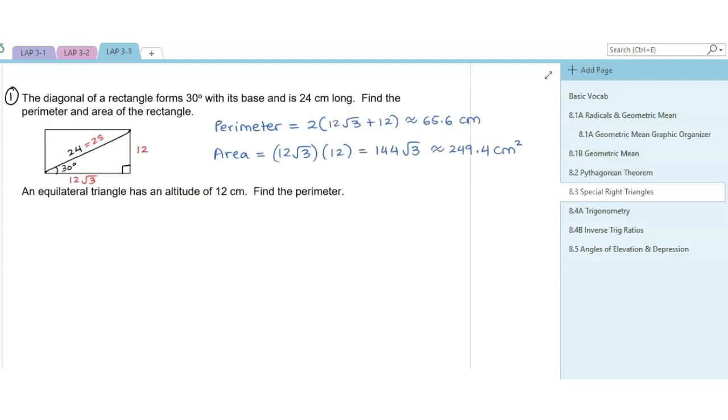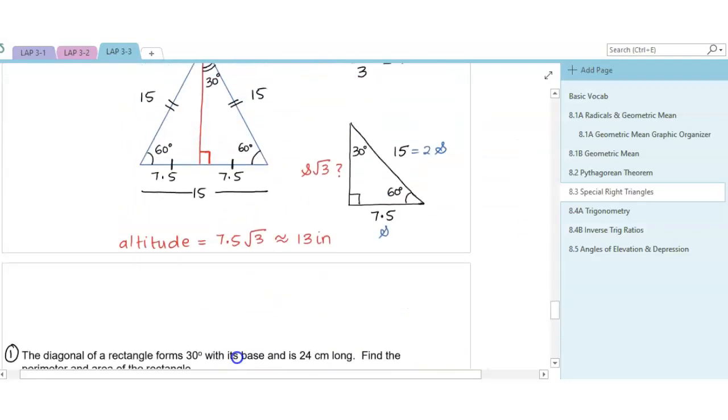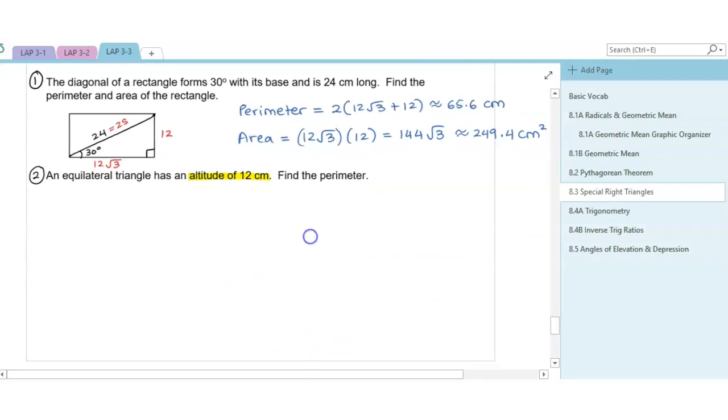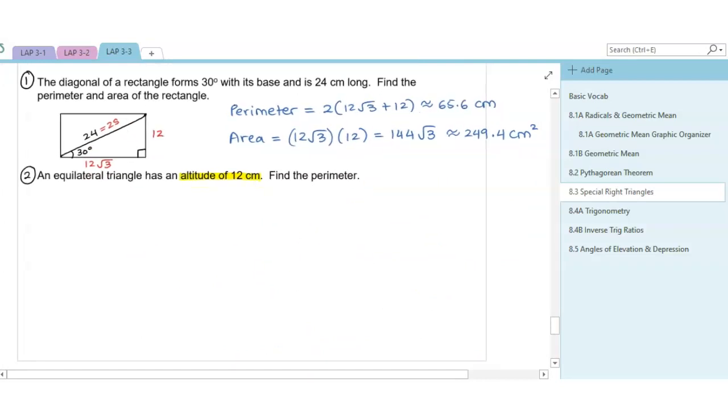All right, ladies, go ahead and check your work. For number 2, go ahead and draw the picture of an equilateral triangle. This time the altitude is given to us. Use this example that we did over here to help you figure out the relationship between the other sides. And again, you're going to use your special triangle measurements to figure out what the perimeter of this equilateral triangle is. Pause the video now.